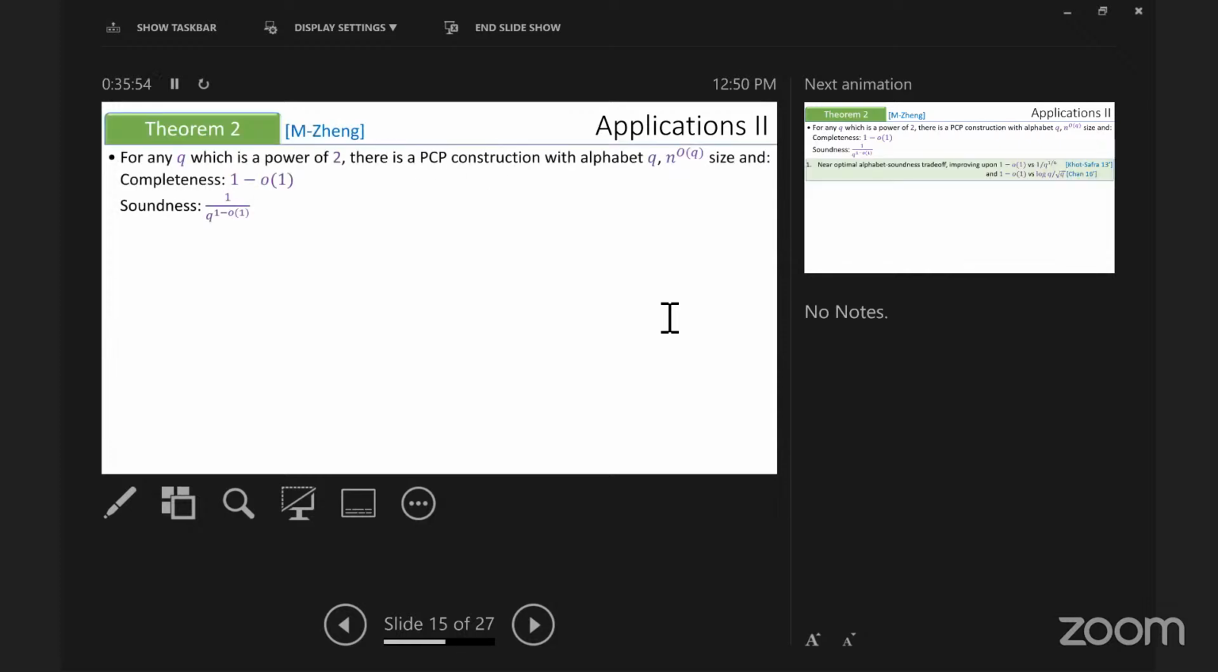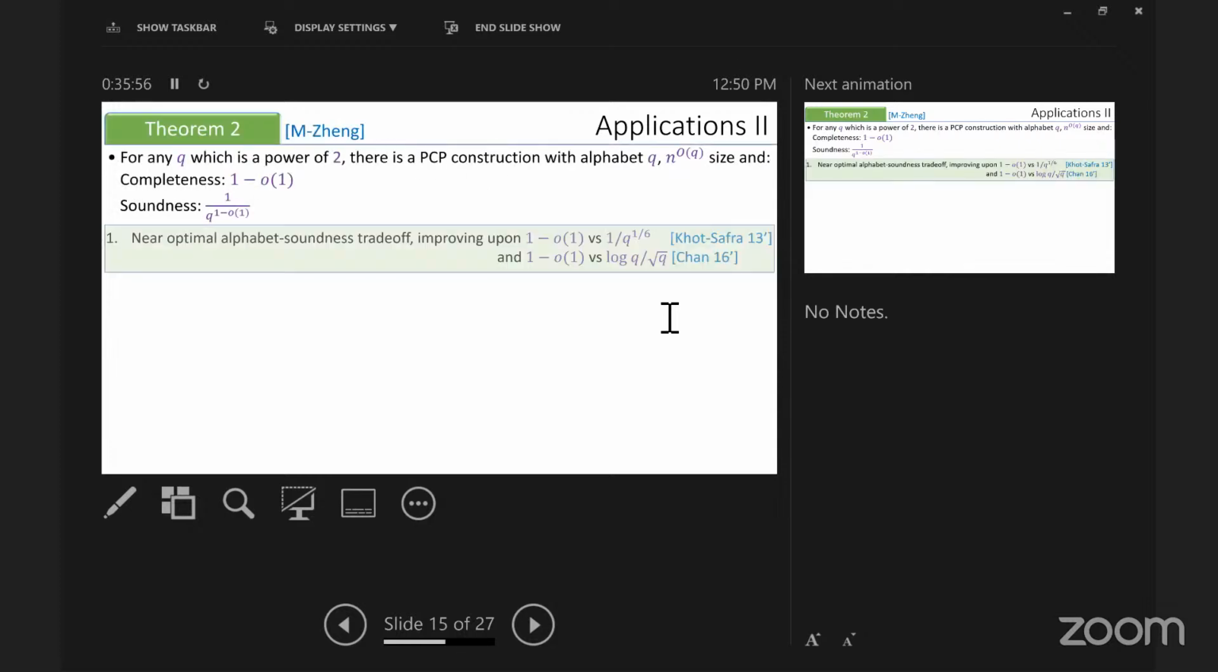Now, applications for the second theorem. First of all, it gives a near optimal trade-off between the soundness and the alphabet. This improves upon two previous results, one by Khot and Safra, who got 1 versus 1 over q to the 1/6, and some very nice work of Chan, who got 1 versus log q over square root of q.